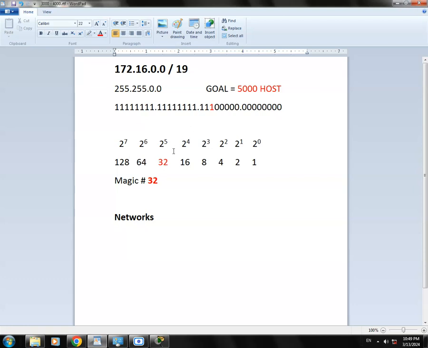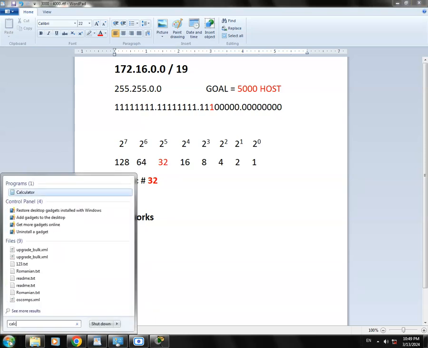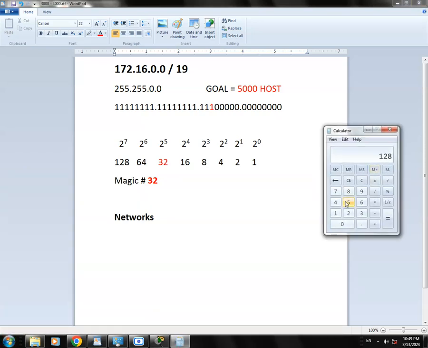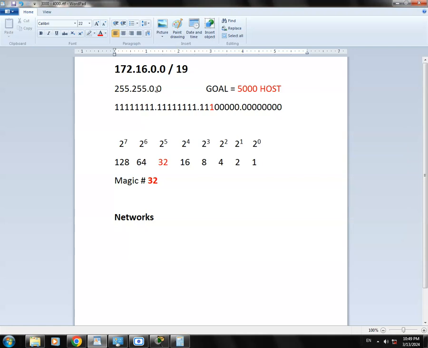We do know that this is the number, right? And let's add them up using the calculator. So that's 128 plus 64 plus 32, so that's 224. I'll change this to 224, and for the rest, since this is all 0, it's obvious that the value in here is 0. So this is the subnet mask on the /19.